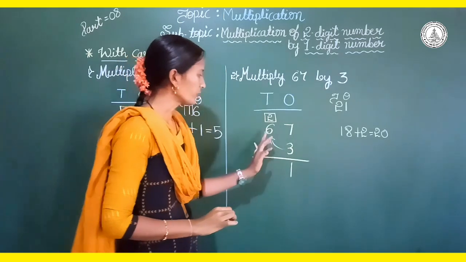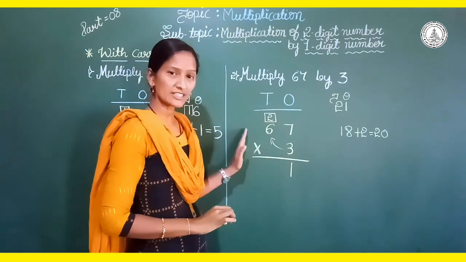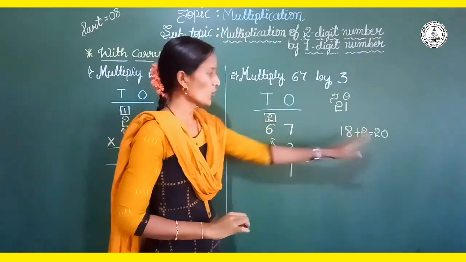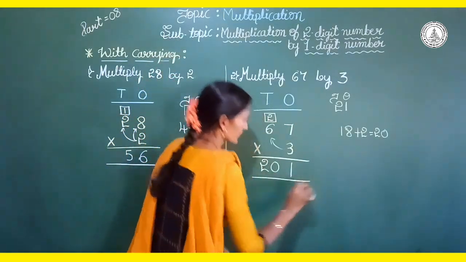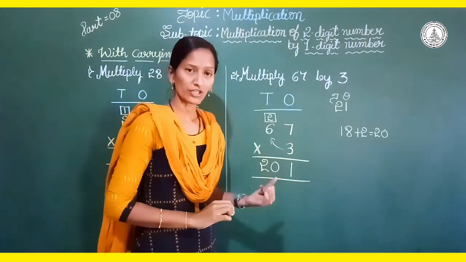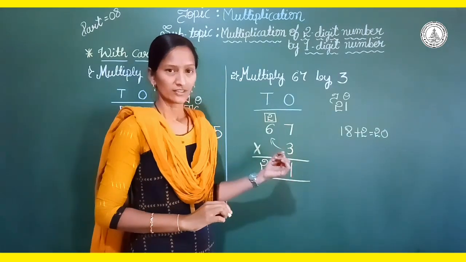But after 6 there is no number, which means the hundreds place is absent, right? So I am directly writing this 20 here, right? So which is our product here? 201 is our product. Okay.